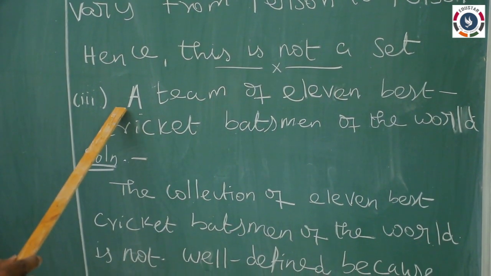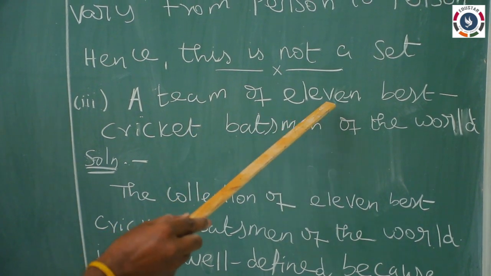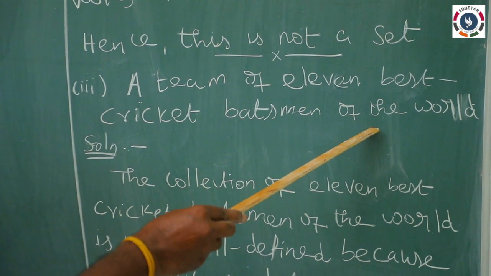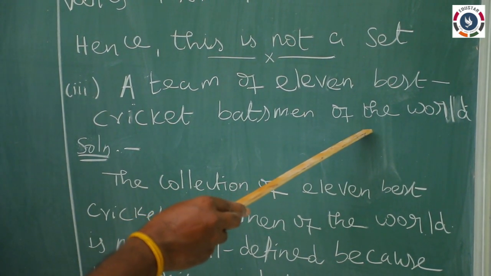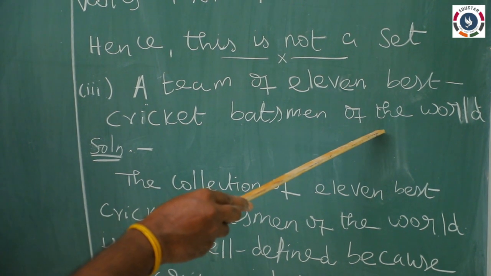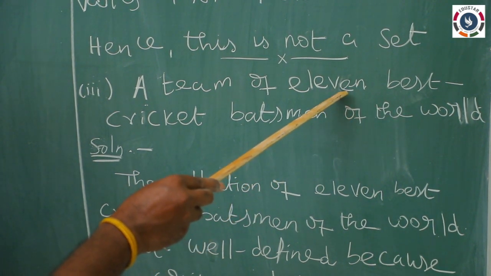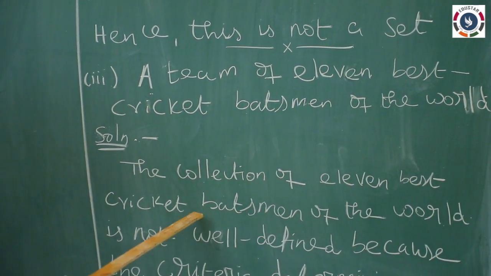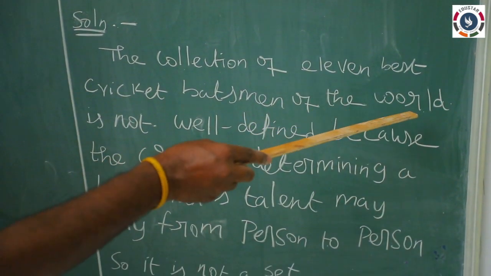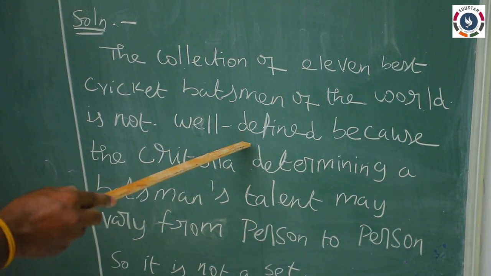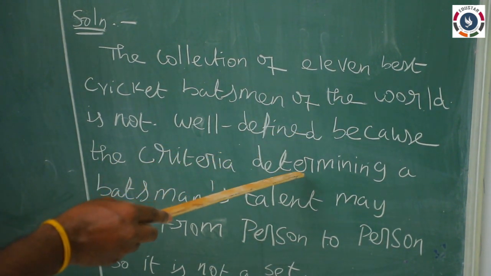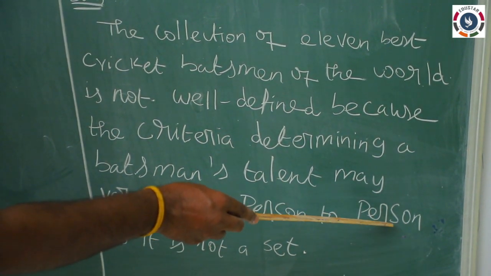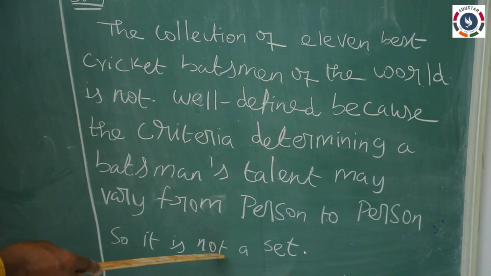So, next one, a team of 11 best cricket batsmen of the world. So it is not well defined. So this is also not a set. Reason: the collection of 11 best cricket batsmen of the world is not well defined, because the criteria determining a batsman's talent may vary from person to person. So it is not a set.